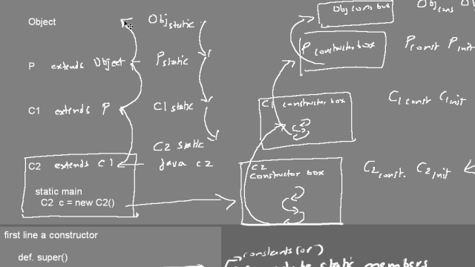Now, because Object is loaded first, the static blocks in the Object class would be executed initially, right? And then B would be loaded, and then the static blocks of B would be executed, right? And then C1 would be loaded, and the static blocks of C1 are executed, and then finally C2 would be loaded, and the static blocks of C2 are executed.